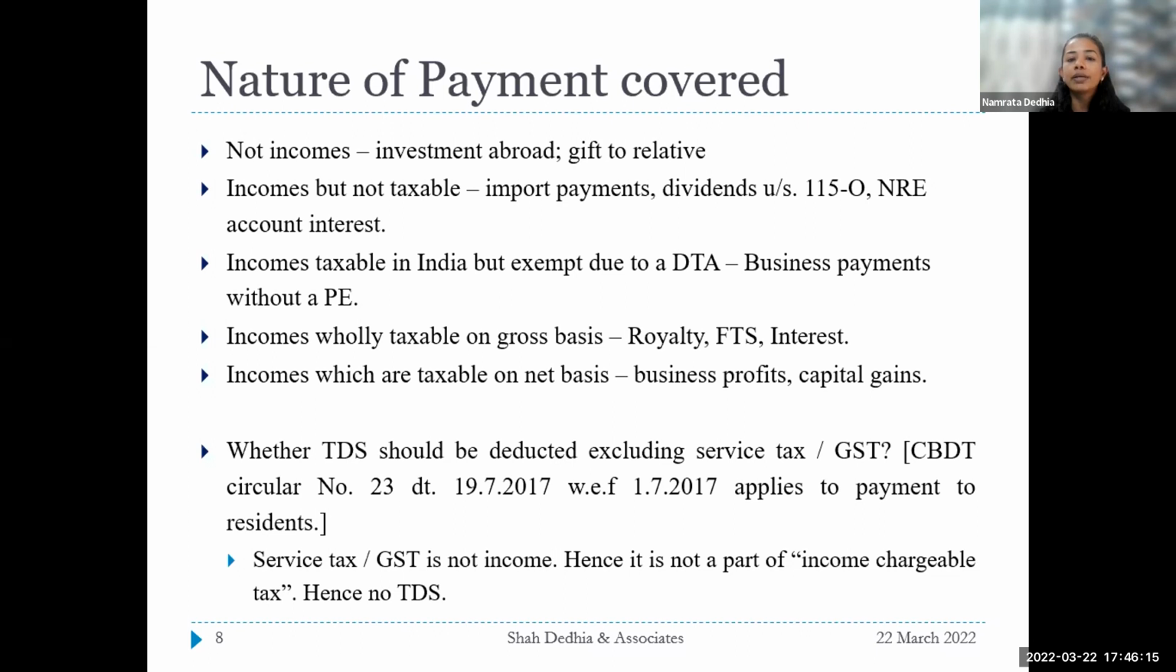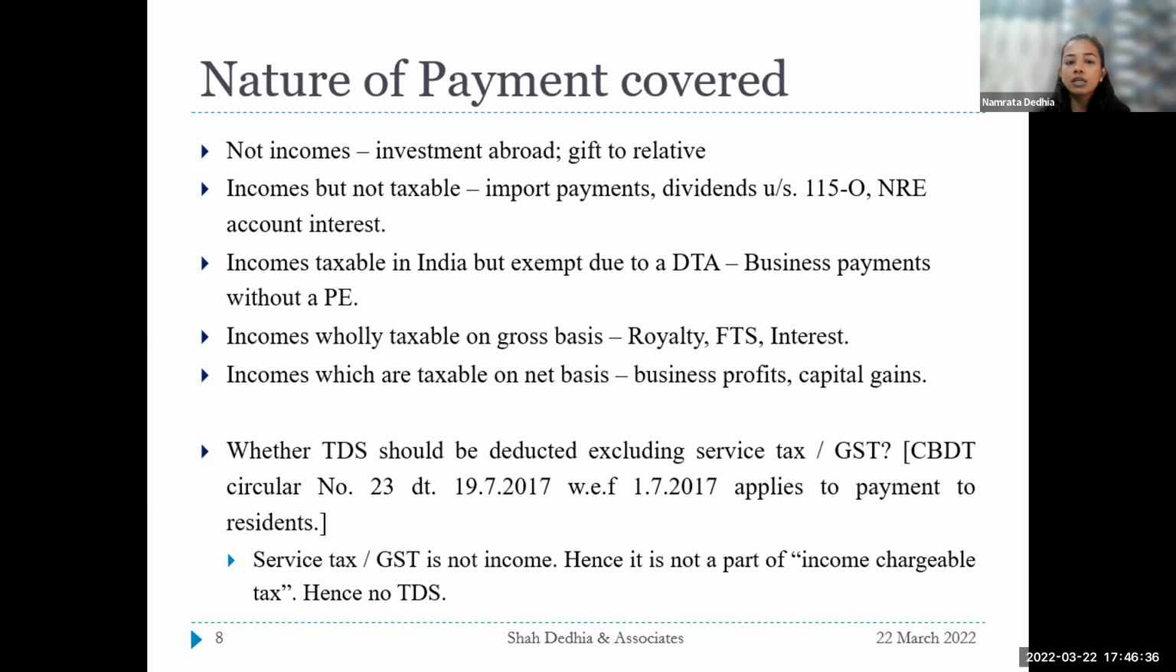Whether the TDS should be deducted on the amount including service tax and GST or excluding service tax and GST. Of course, in the context of resident payments or domestic TDS sections, we have the CBDT circular, which clearly says that the service tax element or GST element has to be excluded.